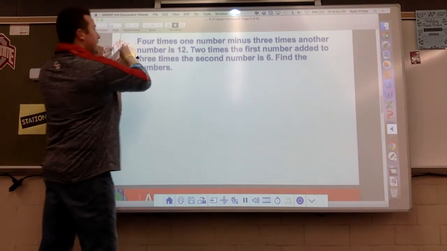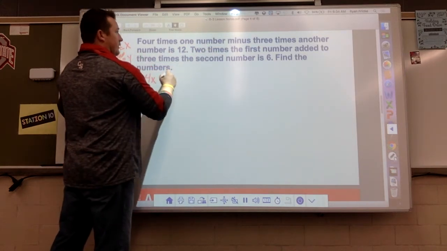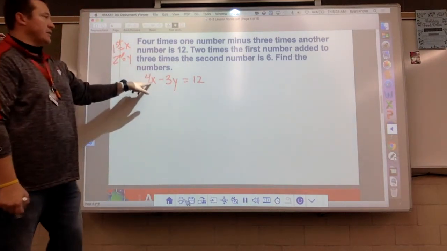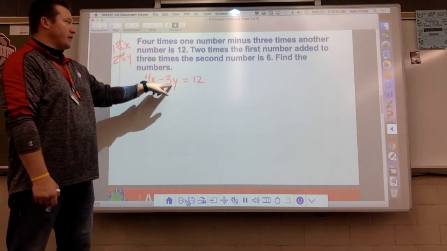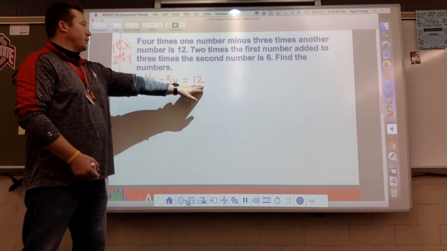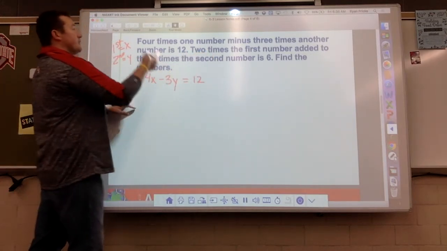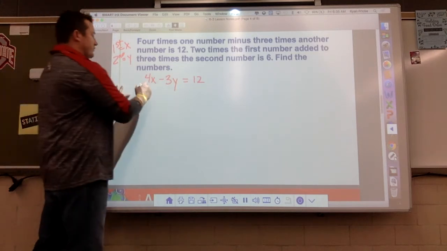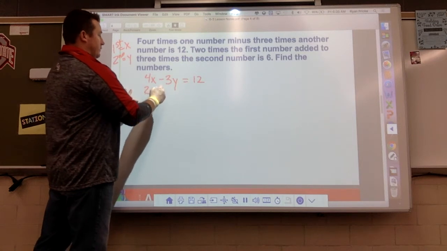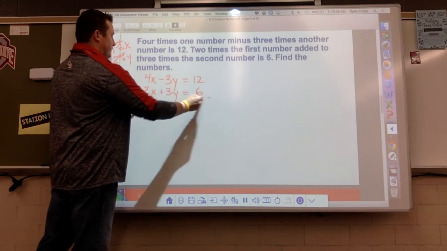All right, so 4 times one number going to look like this. Minus 3 times another number is 12. 4 times one number minus 3 times another number, right? That's how I know they're different. It says another in there, is 12, right? Second equation comes from the second sentence. 2 times the first number, right? Well, that x was the first, so 2 times the first number. Added to 3 times the second number is 6.